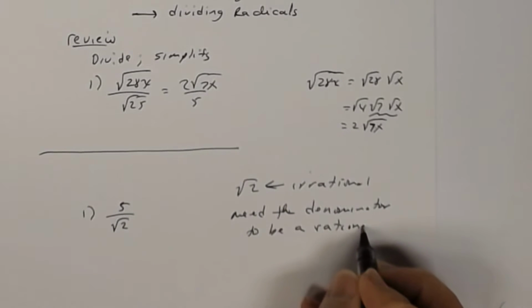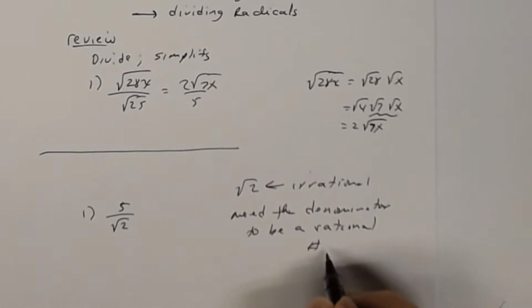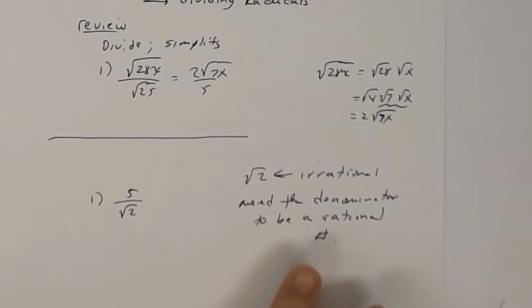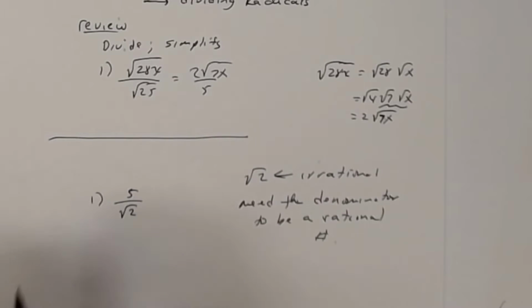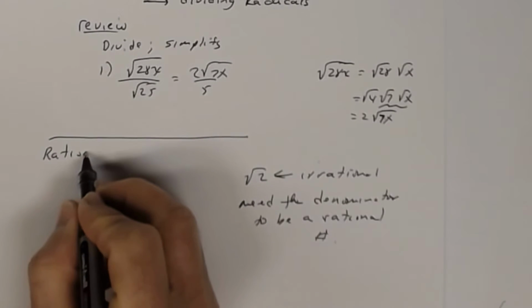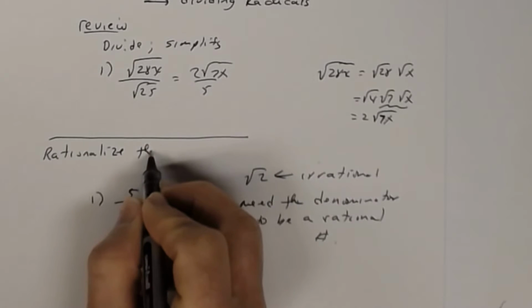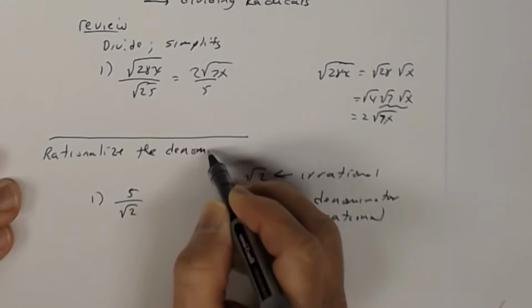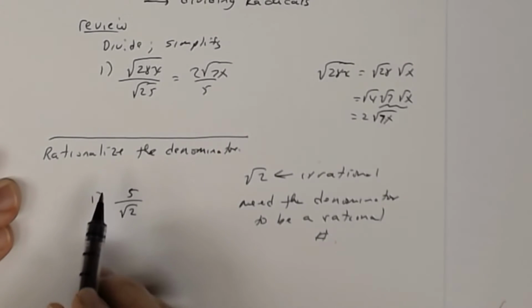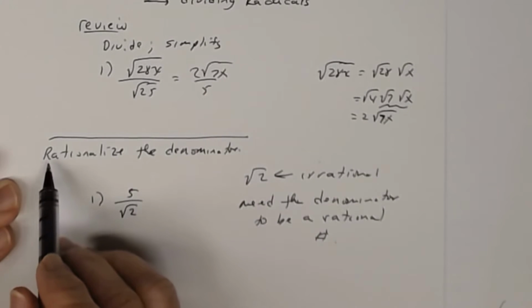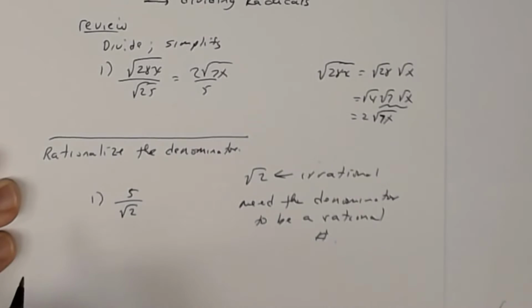Right now, it's an irrational number. What we're going to do to make it a rational number is use the idea of rationalizing the denominator. So the directions will say divide, or it may say rationalize the denominator. That's the new idea here. Make sure you understand what that means. When you're told to rationalize the denominator, notice that in the word rationalize is the word rational. So you want to make that denominator a rational number.